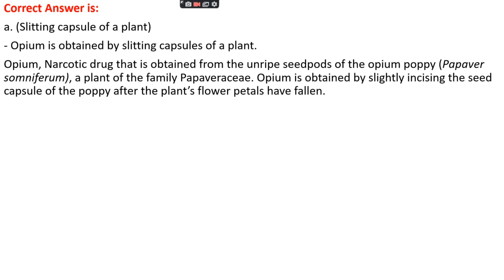Opium, which is used as a narcotic drug, is mainly obtained from the unripe seed pod of the opium plant, the poppy, that is Papaver somniferum, a plant of the family Papaveraceae. Okay, opium is obtained by slightly incising the seed capsules of the poppy after the plant's flower petals have fallen.